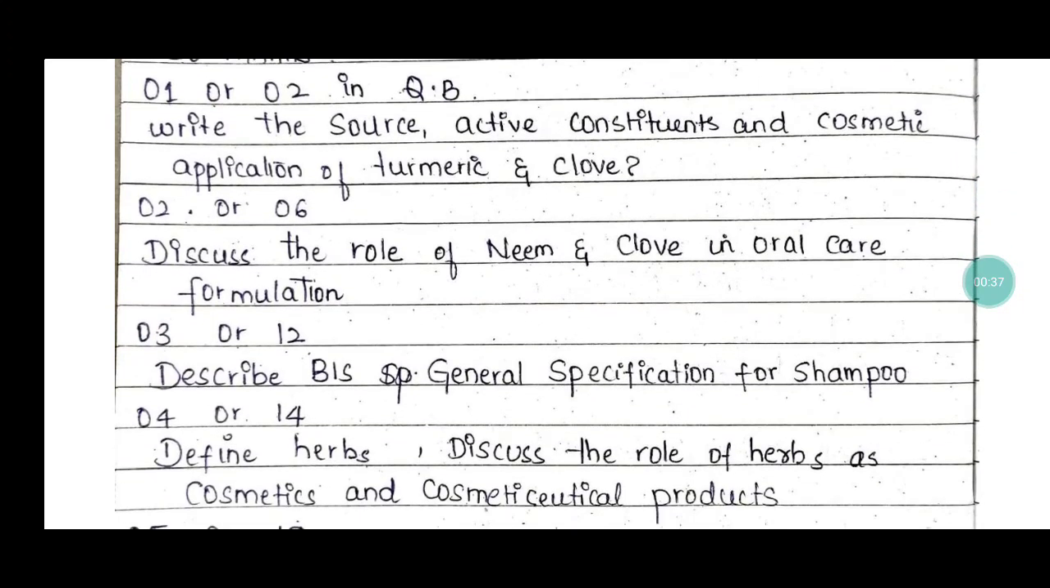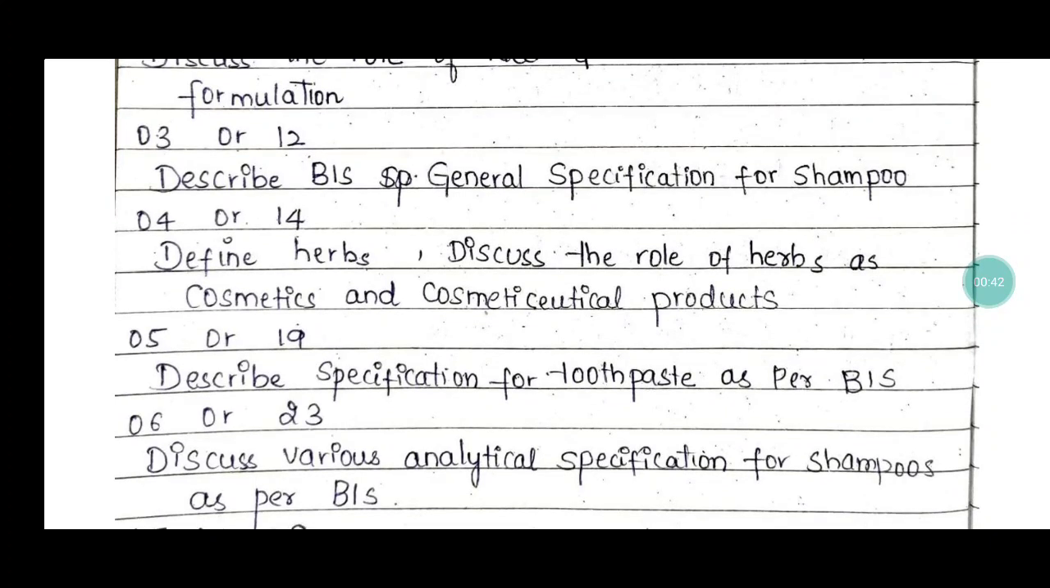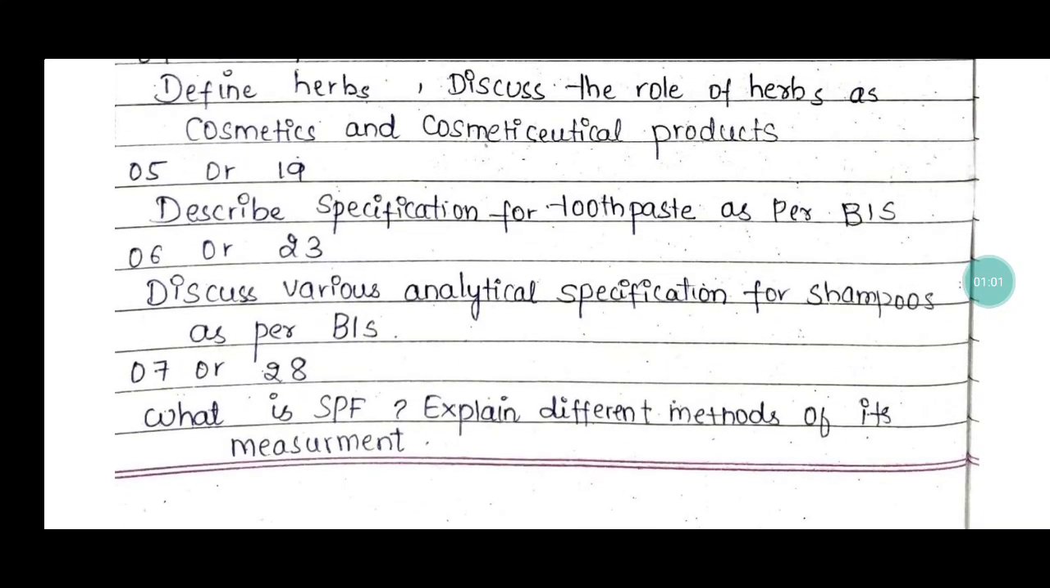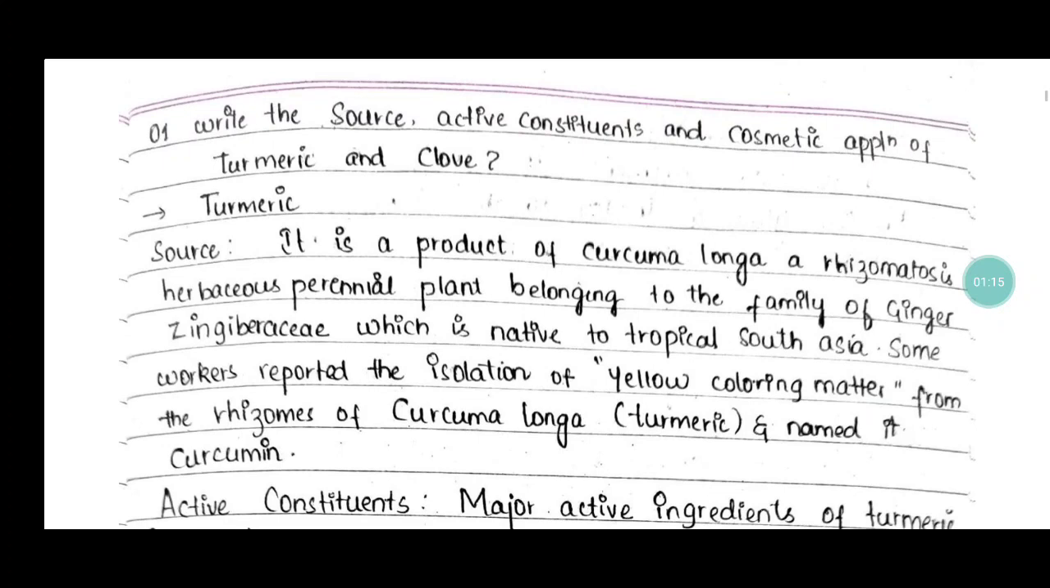The second question is discuss the role of neem and clove in oral care formulation. And the third, describe BIS general specification for shampoo. Question number 4, define herbs, discuss the role of herbs as cosmetics and cosmeceuticals product. Then question number 5, describe the specification for toothpaste as per BIS. And question number 6, discuss various analytical specifications for shampoo. And lastly, question number 7, what is SPF, explain different methods of its measurement. So I'll start from the first question.